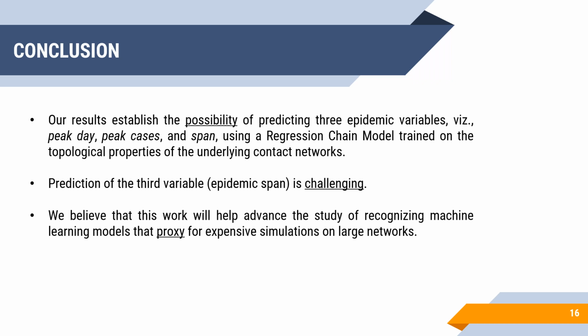In conclusion, our results establish the possibility of predicting the 3 epidemic variables using the regression chain model trained on the topological properties of the underlying contact networks, although the prediction of the third variable, that is the span, is challenging. We believe that this work will help advance the study of machine learning models that proxy for expensive simulation on large networks.